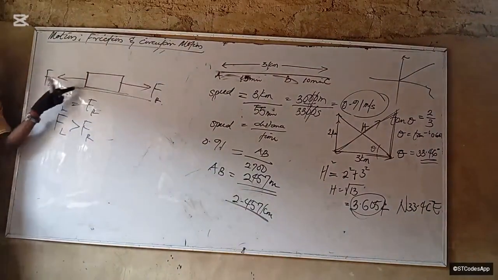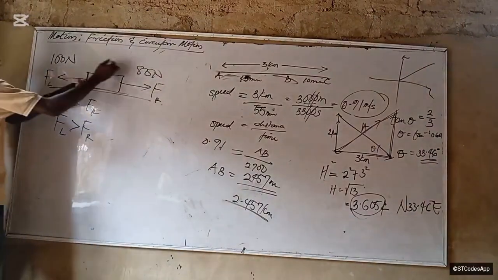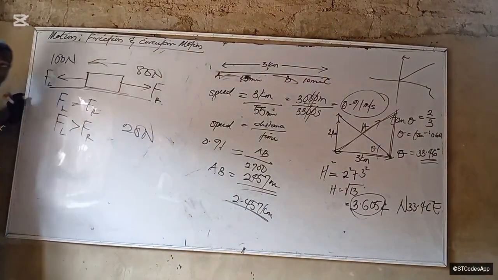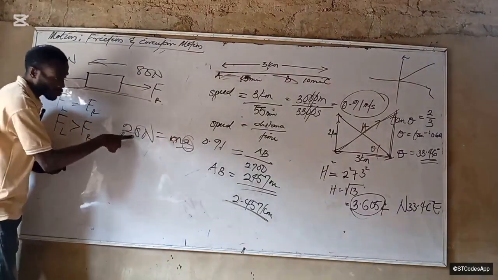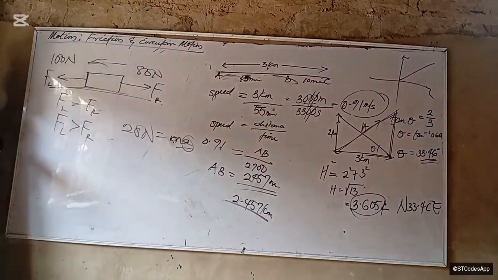Because now if this was 100 Newtons and this was 80 Newtons, this body is going to move in this direction by a force of what? 20 Newtons. Does that make sense? So the amount of acceleration that this 20 Newtons can produce is the acceleration this body will move with. Does that make sense?